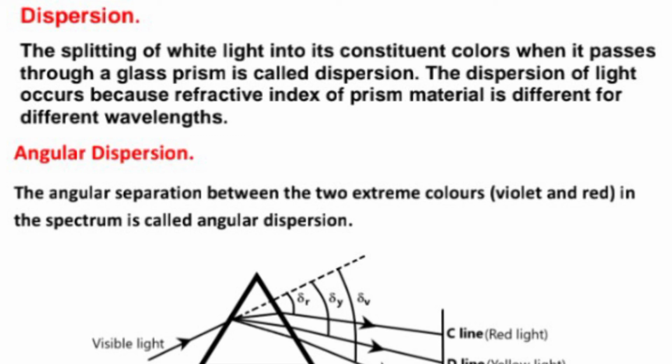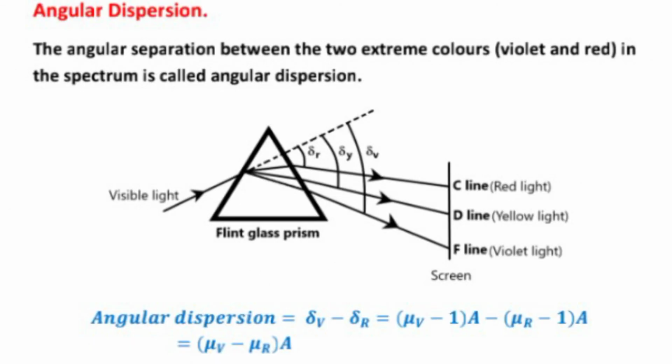Angular dispersion equal to delta V minus delta R, and it will be equal to mu V minus 1 under the bracket into A minus mu R minus 1 under the bracket A, and that will be equal to mu V minus mu R into A.